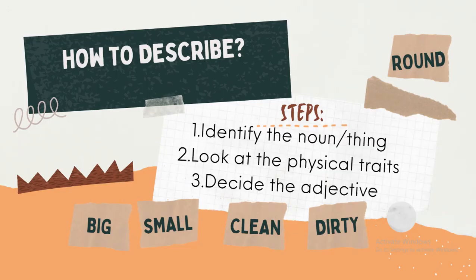Alright? Okay, so before we start on the adjective itself, we have to know how to describe. So first of all, we have to identify the noun or thing. We have to look at the physical traits. And lastly, we decide the adjective that we want to use based on the two steps before. Clear? Okay. So I hope you can do this and follow me throughout the lesson today.